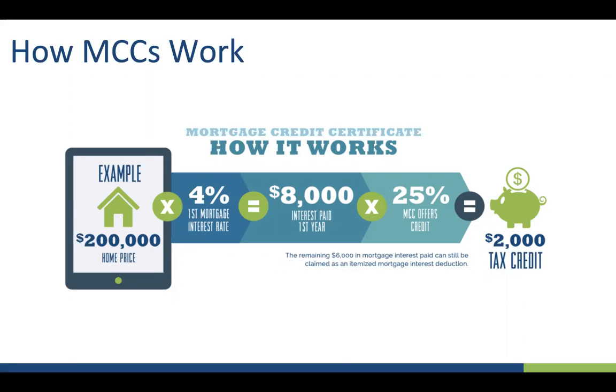So here's a quick scenario with some round numbers. Picture a $200,000 home at a 4% interest rate. Already you can tell that this example is a bit dated because we're seeing sub-3 interest rates. But nonetheless, $200,000 home, 4% interest rate, that's $8,000 of interest paid in year one. Now let's say the mortgage credit certificate allows you to claim 25% of the interest paid as a credit. That's a $2,000 tax credit. The other $6,000 in interest that you paid still can be claimed and itemized as a mortgage interest deduction.